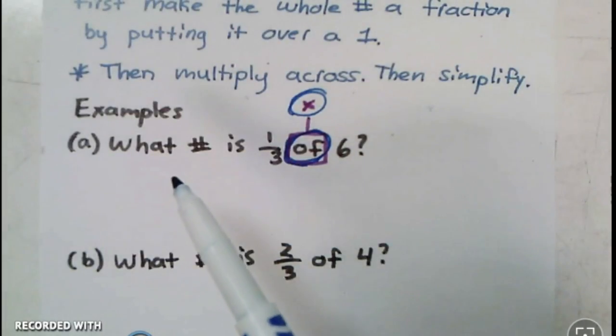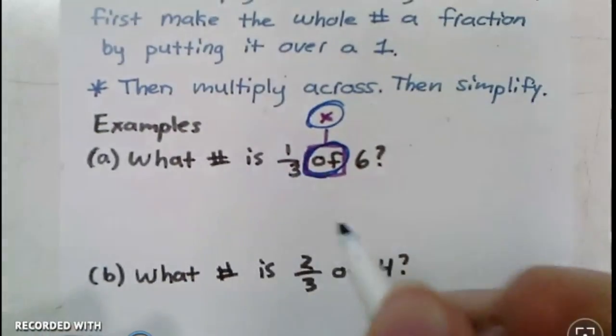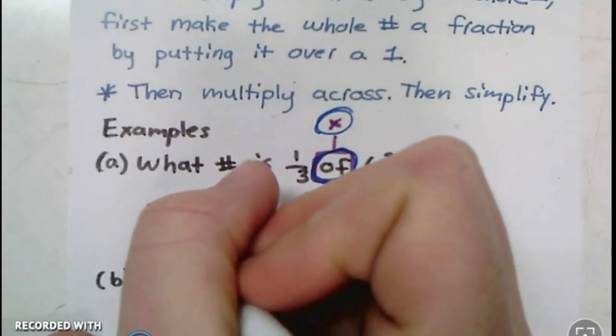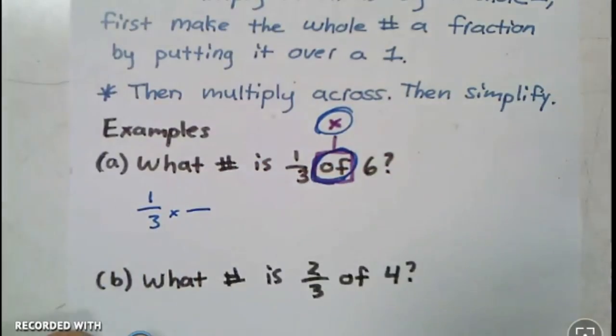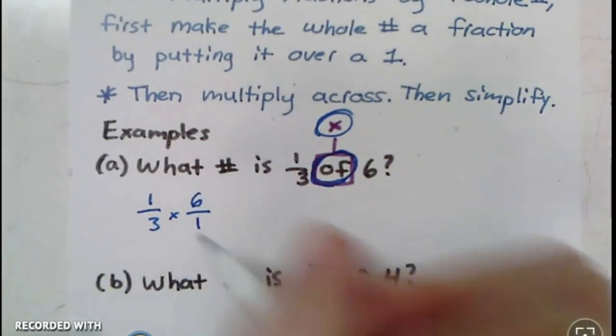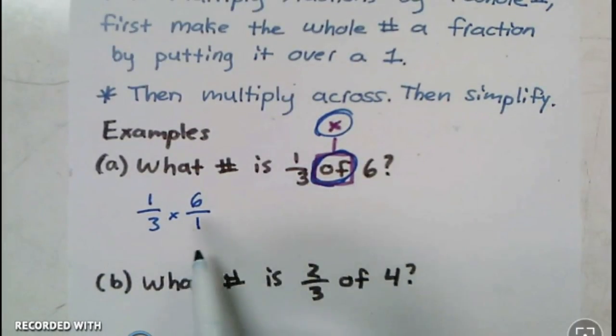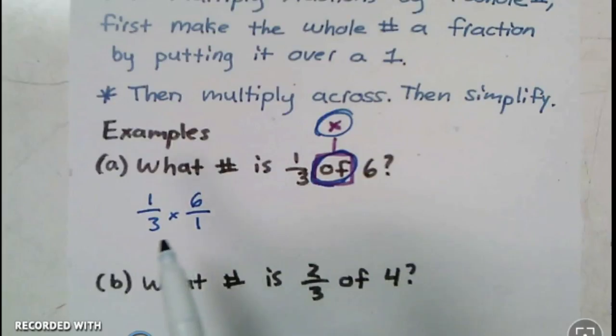So this question is asking, what number is 1/3 of 6? What number, or what is 1/3 times 6? So what I'm going to do is put in my 6 and put it over a 1. I'm just going to turn it into a fraction. And you already know that if you put any whole number over 1, it still equals itself. So that's all that I'm doing.